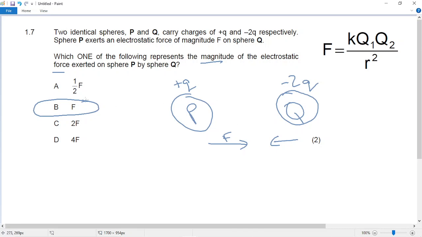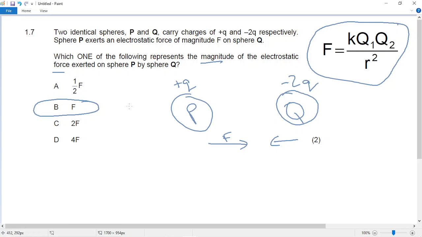If you're not happy about Newton's third law, think about this formula here for calculating electrostatic force. F equals k Q1 Q2 over r squared. If I asked you to calculate the magnitude of the force of P on Q, you would just substitute into this equation and get an answer. If I asked you to find Q on P the other way around, the numbers going into this formula would be absolutely identical. Doesn't matter if it's P or Q, as long as you put in the Q and the negative 2Q of charge, you're always going to end up with the same answer.